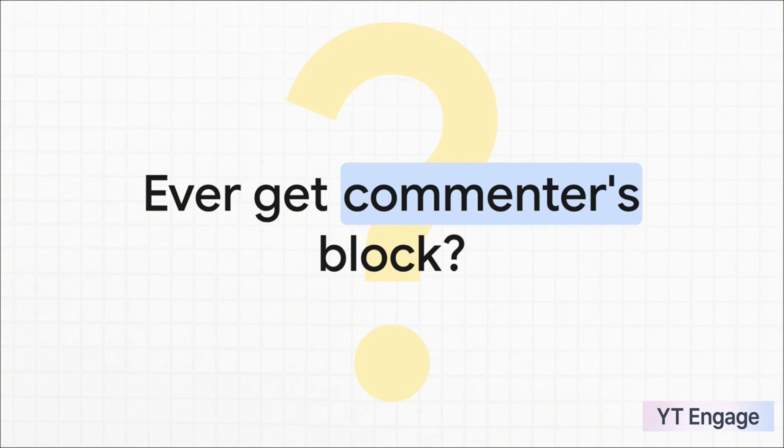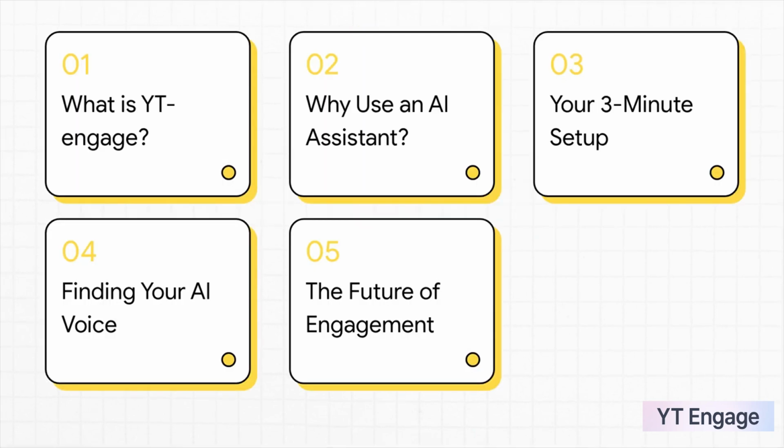You read a really thoughtful comment from one of your viewers, you open up that reply box, you're ready to type, and just nothing. Your mind goes blank. You want to say something meaningful, something that sparks even more conversation, but you just draw a total blank. That's commenter's block, and it is a real headache for creators trying to stay on top of their game. So how do we fix this?